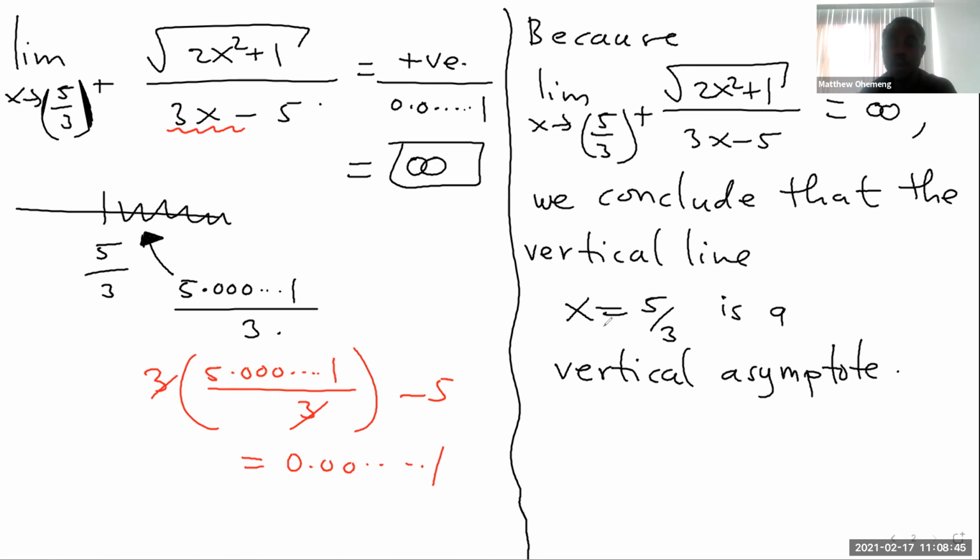Now, this happens to be the only candidate that we found, so we are done for vertical asymptotes. Any questions on vertical asymptotes, how to find them? Okay, I'll move on to the next slide to look at the horizontal asymptote. Let me know if you need more time here.